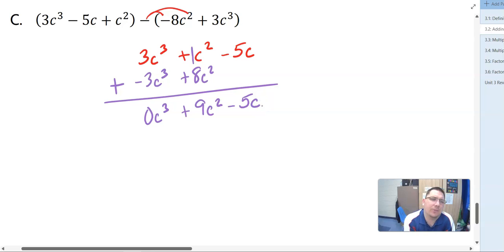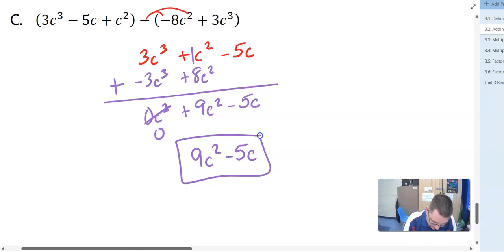But let's go back to the front of this. 0c cubed. Well, 0 times c cubed is 0. So all of this goes to 0, and 0 plus anything is the other thing. So our simplified answer is just 9c squared minus 5c. And so we see how we've simplified this all the way down.